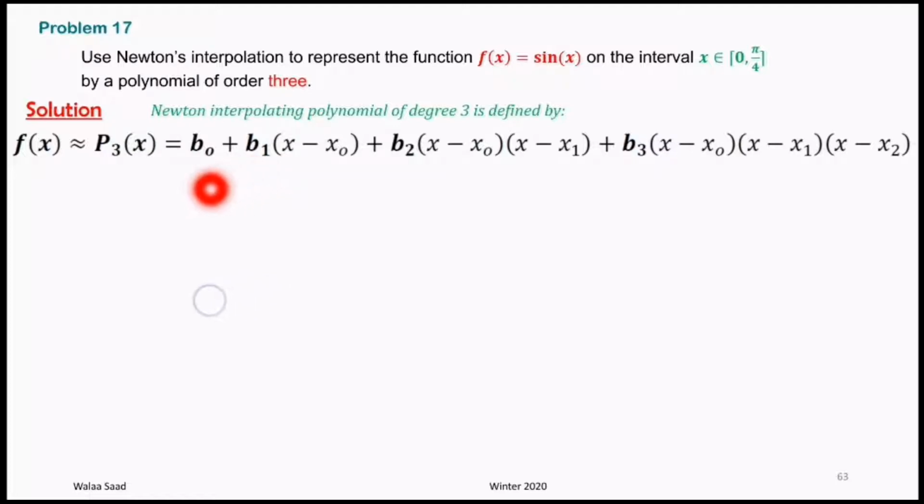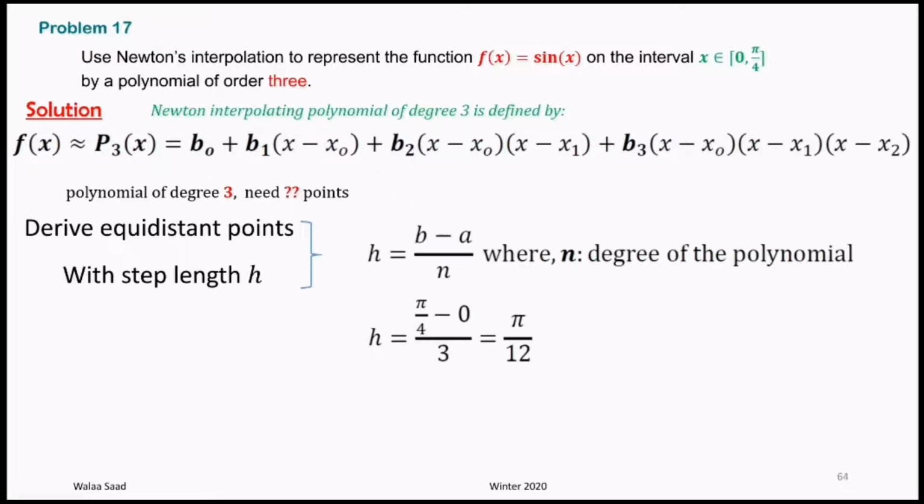Of course, this is the Newton polynomial that we will be able to construct after deducing the divided difference table. So our sequence of solving will start with the divided difference table, and then we will be able to substitute the b values here in this Newton interpolation polynomial. First, we need to derive the points that are required.